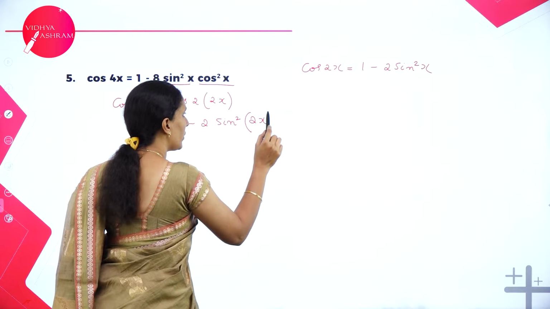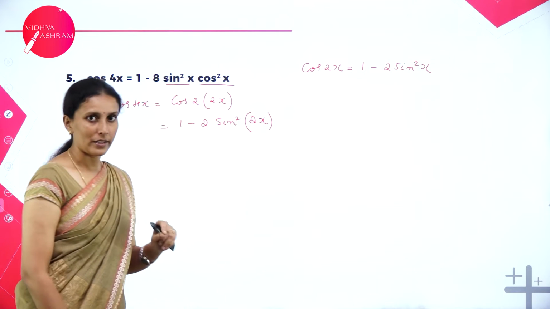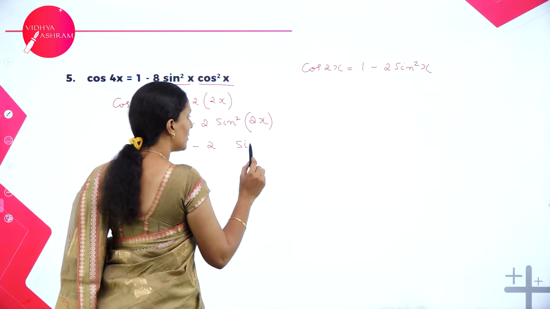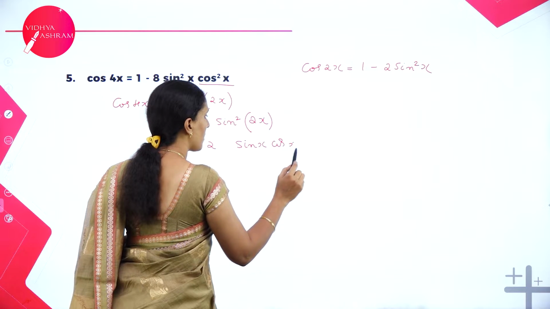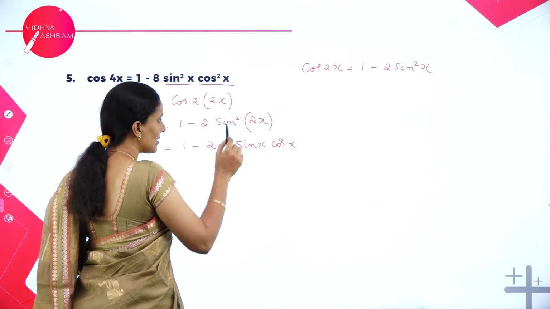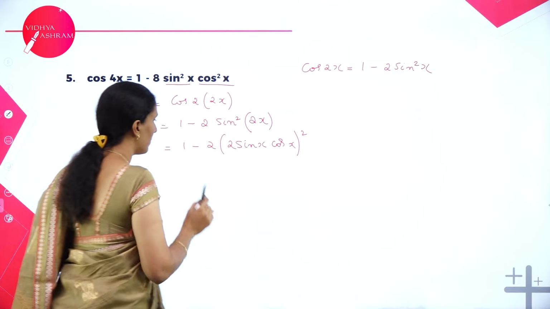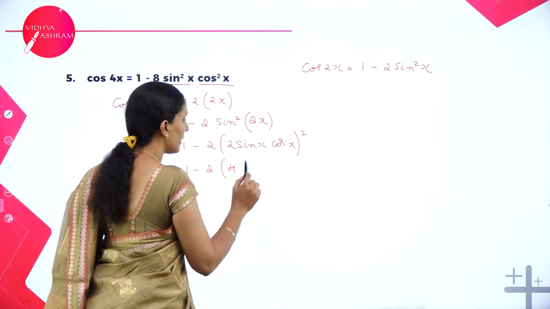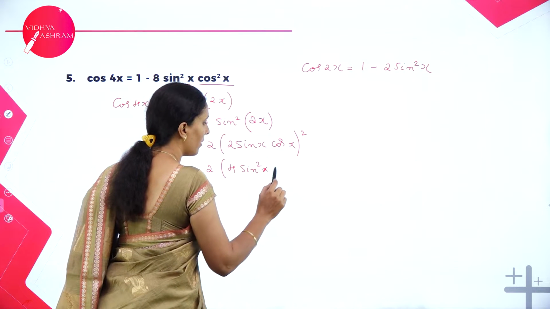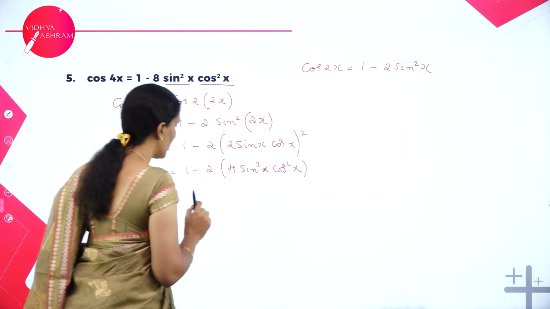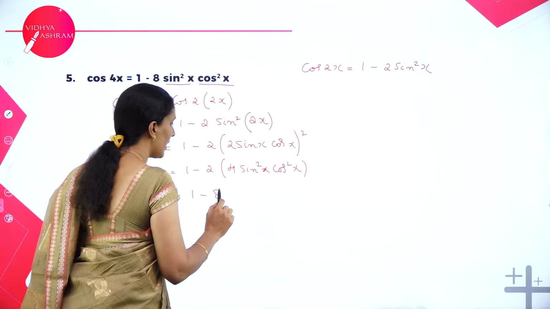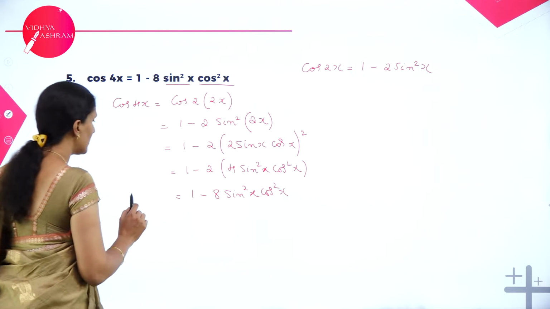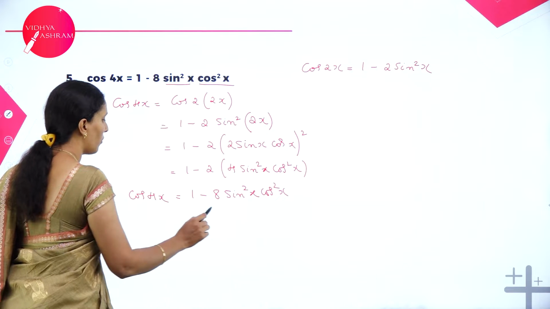Here x is 2x. Now we have sin 2x here. Use the formula of sin 2x. What is the formula of sin 2x? It is 2 sin x cos x. So 2 sin x cos x, since I have to square them. Next I'll get 1 minus 2, 2 square is 4. Next I have sin square x cos square x. So this is equal to 1 minus 8 sin square x cos square x. So this is our cos 4x.